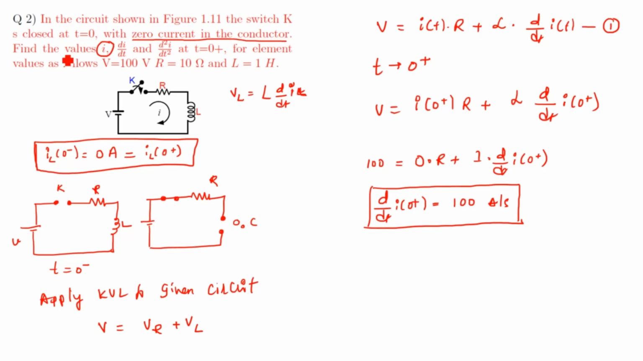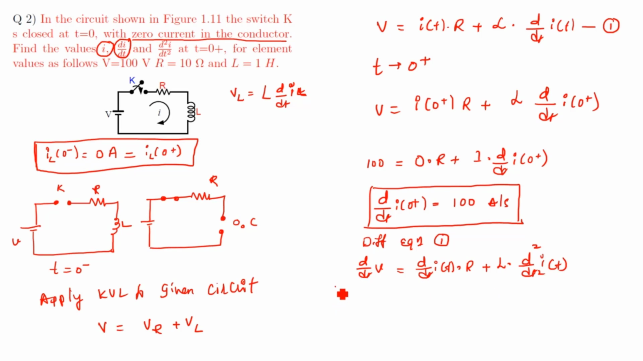Alright, next it is calculated now. Next thing is to calculate d square by dt square of I at 0 plus. Then differentiate equation number 1. Differentiate equation number 1, what will we get? d by dt of V equals d by dt of I of t into R plus L into d by dt of d by dt of I of t, that is d square by dt square of I of t.